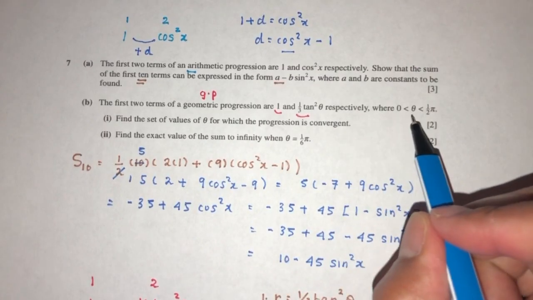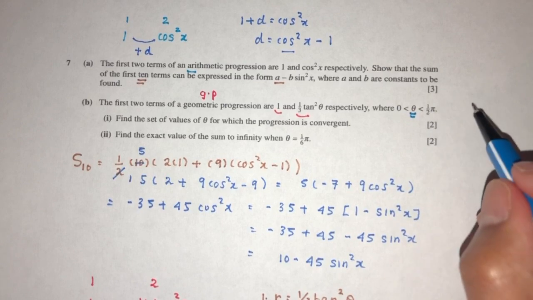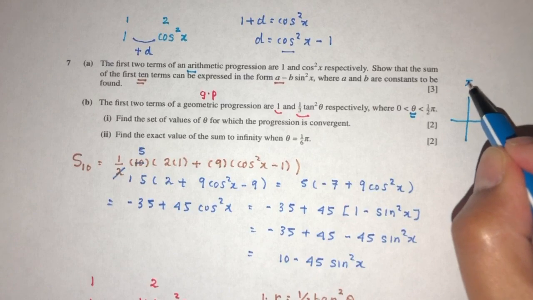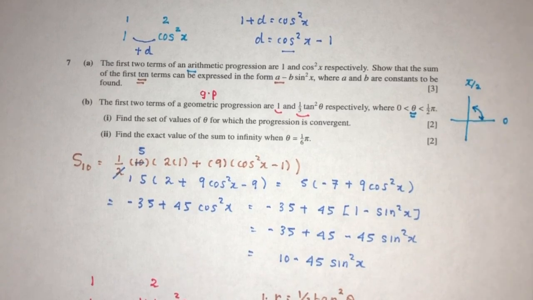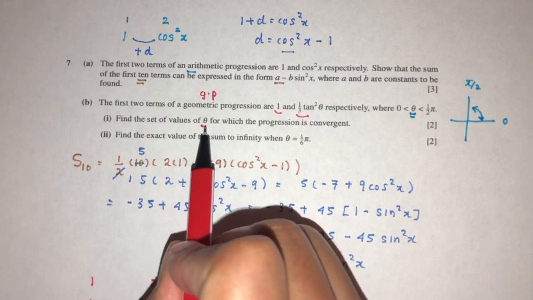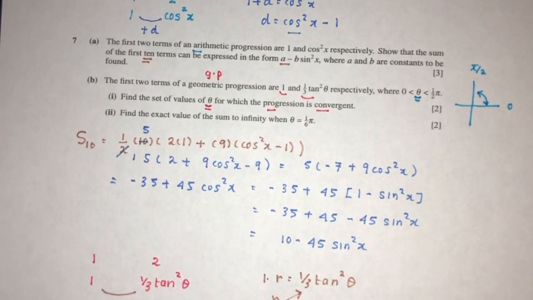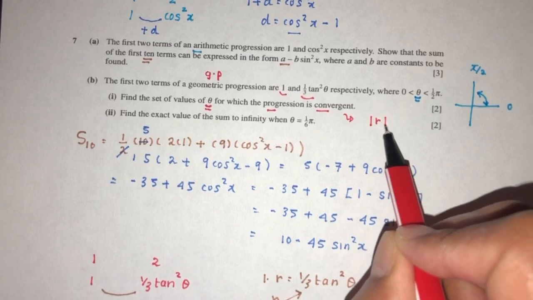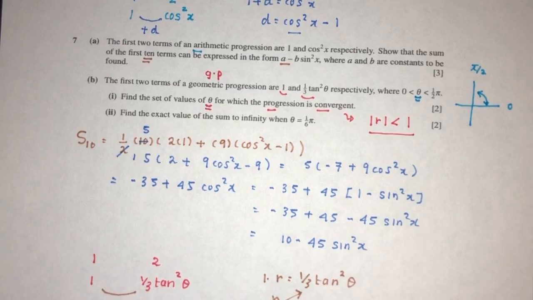Now we have to know the value of theta is between 0 and half pi, which means it is in the first quadrant. 0 to pi over 2 is the first quadrant, where everything is positive. Now part 1: we have to find the set of values of theta for which the progression is convergent. So we have a GP. A GP is convergent when the modulus of r is less than 1, sorry, not 0.